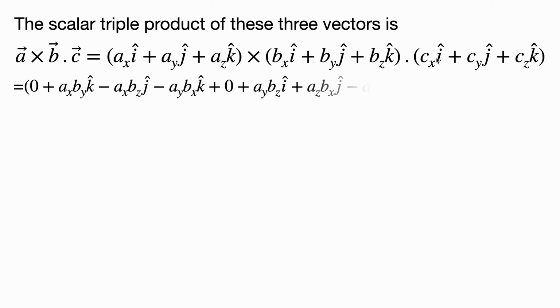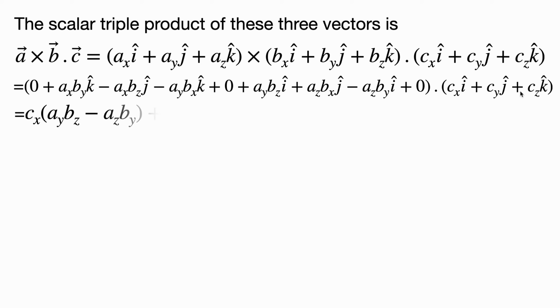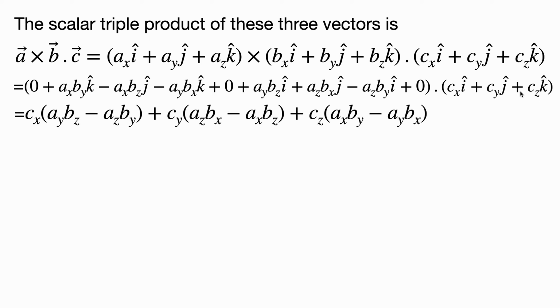So we get the expression after the cross product of first vector 0 plus ax by k cap minus ax bz j cap minus ay bx k cap plus 0 plus ay bz i cap plus az bx j cap minus az by i cap plus 0. And if we dot product this vector with the third vector cx i cap plus cy j cap plus cz k cap, we obtain the expression cx multiplied by ay bz minus az by plus cy multiplied by az bx minus ax bz plus cz multiplied by ax by minus ay bx.